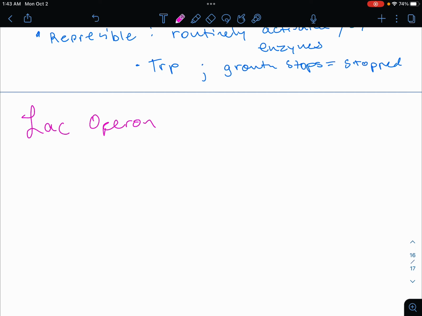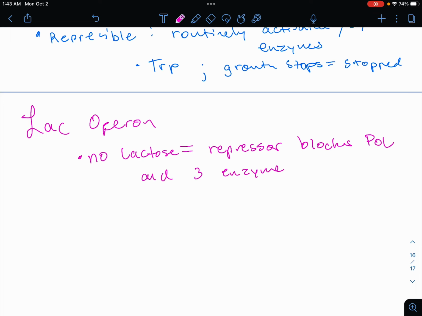Okay, so now let's talk about the lac operon very briefly. So again, if there's no lactose, this means the repressor blocks the polymerase. No transcription or translation. And the 3 enzymes on this operon aren't expressed. So basically they aren't translated or transcribed.